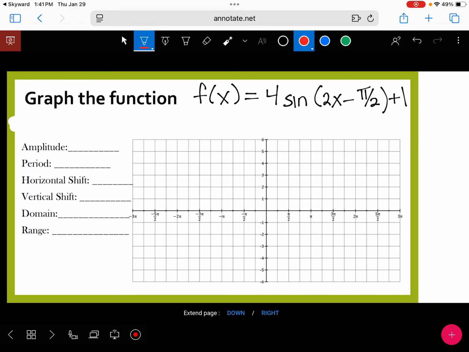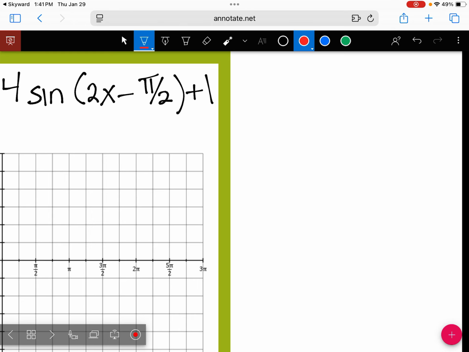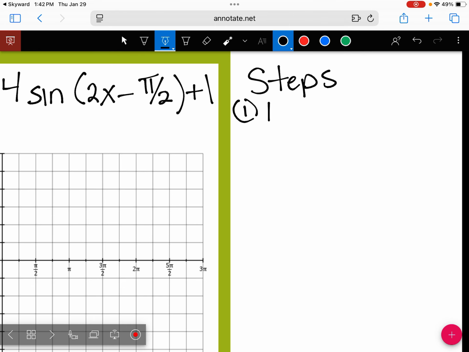Steps to graph. So here are the steps. Write this somewhere so you can remember. The first thing you want to do is find the pattern. And what I mean by that, you have to know if we're starting at the top or if we're starting at the middle. That's the first step.